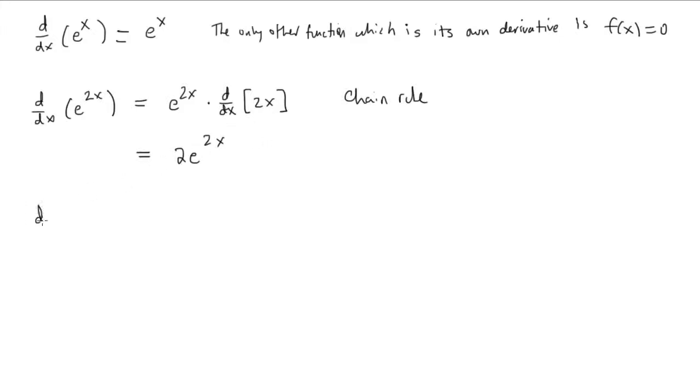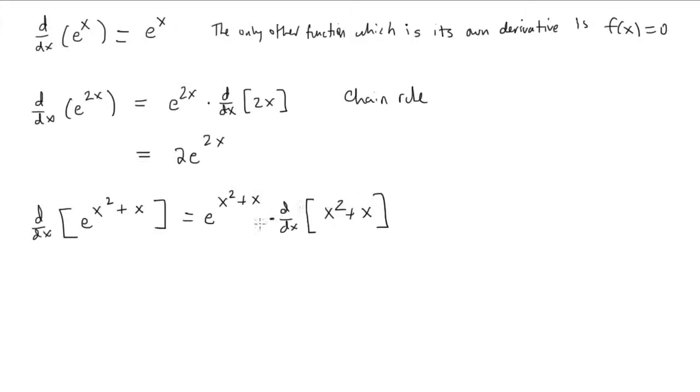Similarly, we could do something like e to the x squared plus x. Again, the derivative of e to some stuff is e to that exact same stuff times the derivative of the stuff. In this case, 2x plus 1 is the derivative of the stuff, and that whole thing is times e to the x squared plus x.